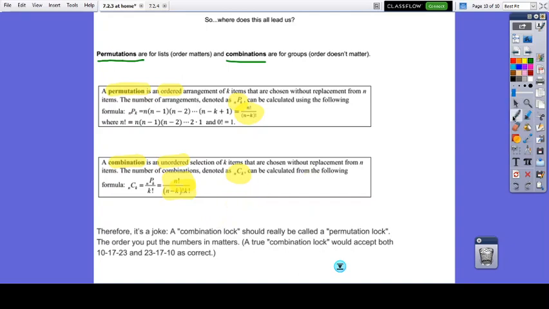Now, don't worry too much about that right now. You'll always have these notations in front of you, as well as we're going to talk about it on your calculator. You're going to be able to use your calculator for these, okay? But what you do need to know is that a permutation is ordered and that a combination is unordered, okay?